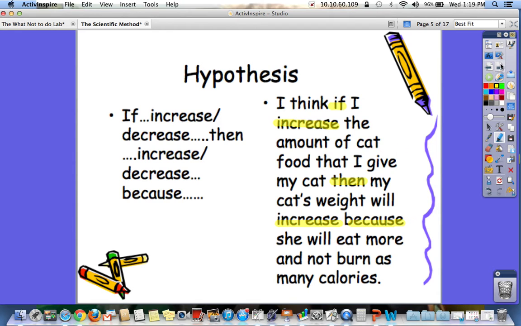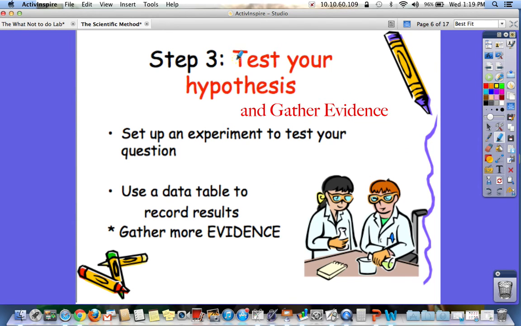The next step of the scientific method is that you should test out your hypothesis. When you're doing this, you're gathering evidence that can be used to prove that your hypothesis is supported by the data or not supported by the data. So you set up an experiment.